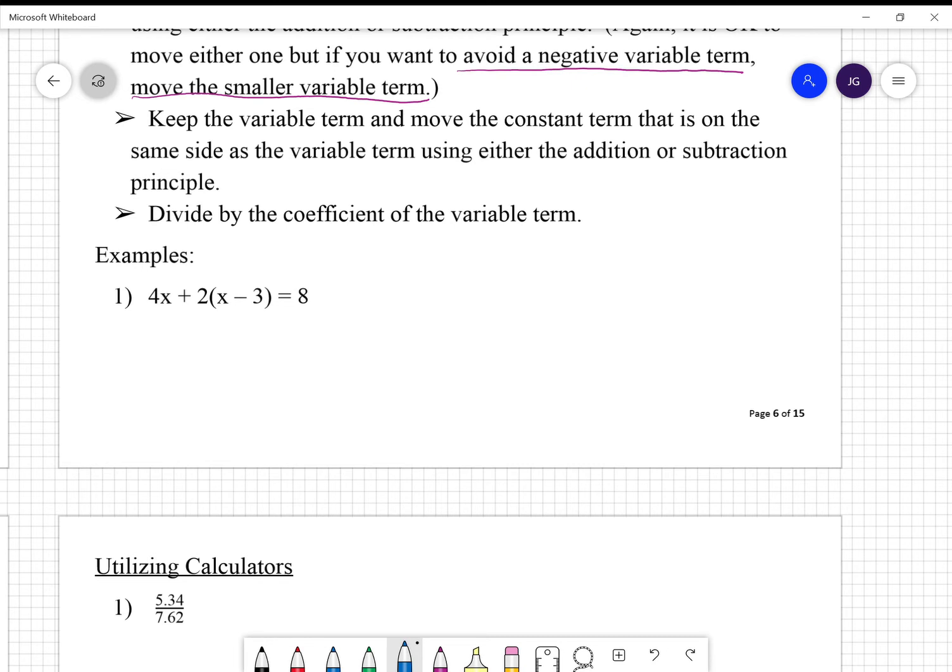4x plus 2, parentheses x minus 3, parentheses equals 8. Here's my equal sign. There's my wall. On the left side, there's some work I can do. I can distribute the 2. I get 4x plus 2x minus 6. On the right side, there's nothing to do. I just get 8, so I copy it down.